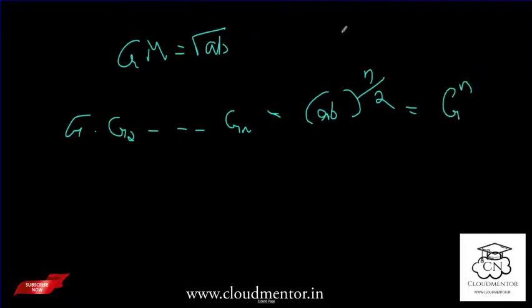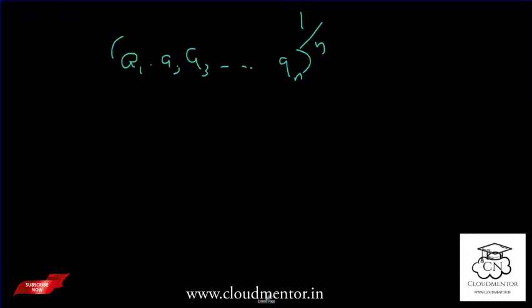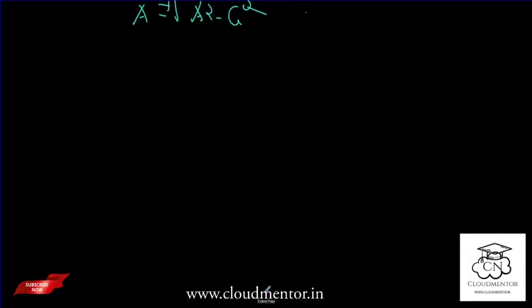And the product of n geometric means between a and 1/a is 1. The geometric mean of n positive numbers a1, a2, a3, etc. up to an is (a1 a2 a3 etc. up to an) the whole raised to 1/n. And if A and G be the arithmetic mean and geometric mean between two positive numbers, then the numbers are A plus or minus root of A square minus G square. Then if A and G are respectively AM and GM between two positive numbers a and b, then the quadratic equation having a and b as its roots is x square minus 2Ax plus G square equal to 0.